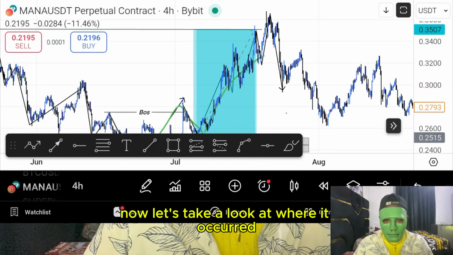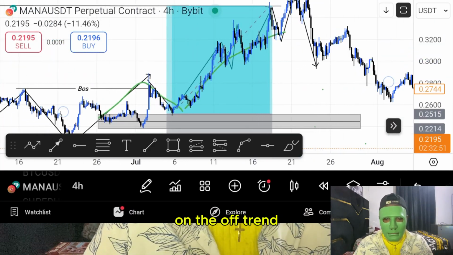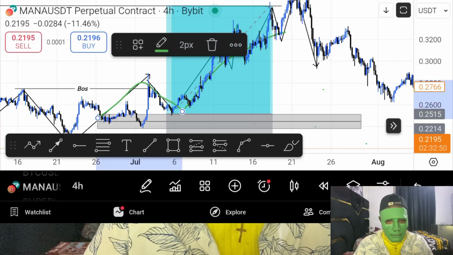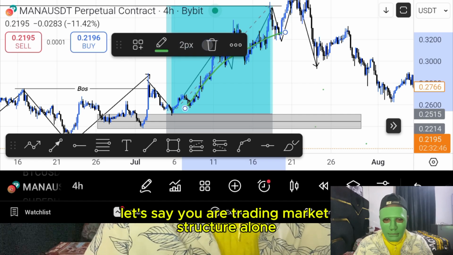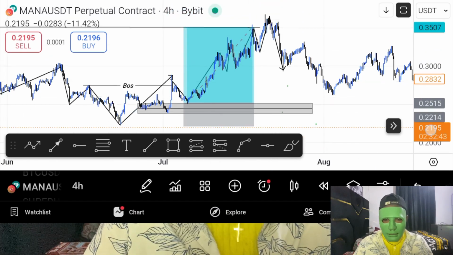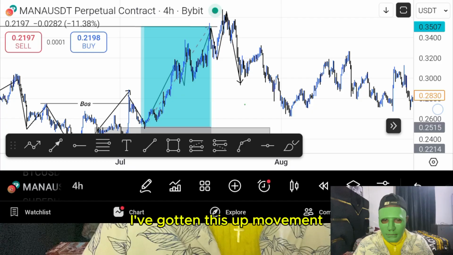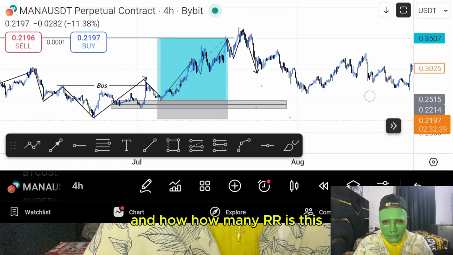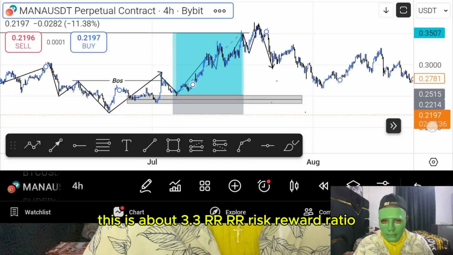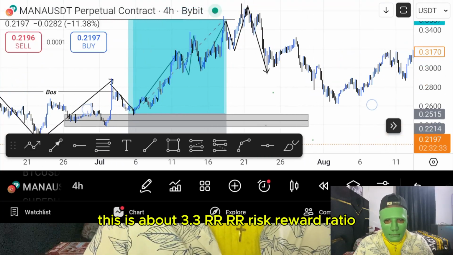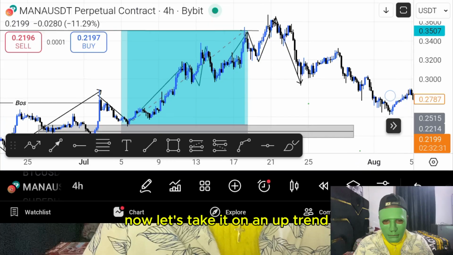Now let's take a look at where it occurred on the uptrend. Let's say you're trading market structure alone. I've gotten this up movement, and how many RR is this? This is about 3.3 RRR, risk reward ratio. Now let's take it on an uptrend.